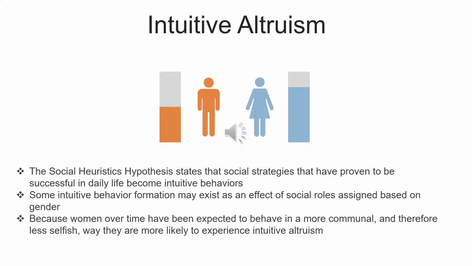Social strategies that have been proven to be successful in daily life can eventually become intuitive. That is, we do them without even thinking about what our reasoning is behind it. Some of this intuitive behavior formation might not necessarily be something that an individual has personally found successful in a social situation, but it could be an effect of a social role that's assigned based on gender, or occupation, profession, those types of things. Because over time, women have been expected to behave in a more communal and therefore less selfish manner, they're more likely to experience intuitive altruism because society has groomed them to believe that that's their role, so they're likely to do it without even thinking about it.